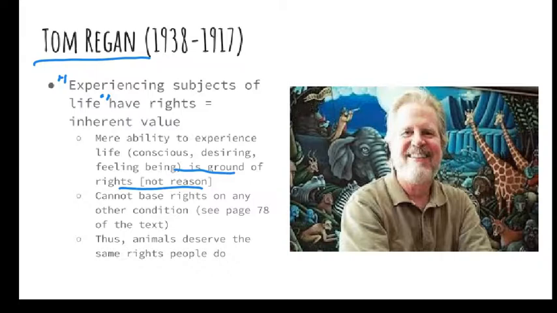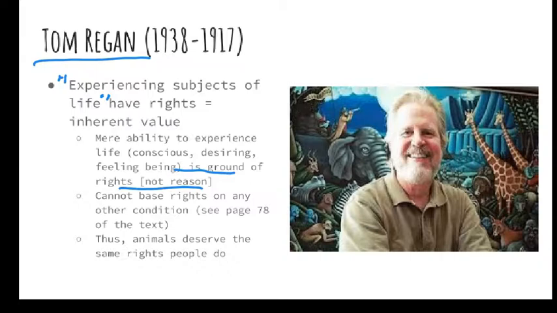So Regan asks, what do all of the people in his list have in common? It can't be reason or intelligence, for in that case, a genius would be more valuable than the retarded child. It can't be strength of character, because in that case, Mother Teresa would be more valuable than the unscrupulous car salesman. So he says at the bottom, what ties all of these inherently valuable, rights-bearing people together is the fact that they are all experiencing subjects of life. So all of them are conscious beings who have preferences, interests, beliefs, and desires.